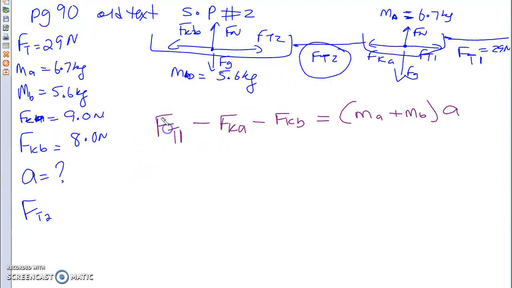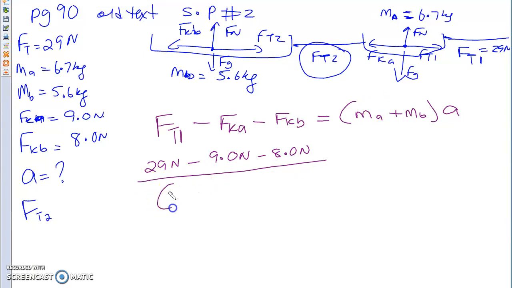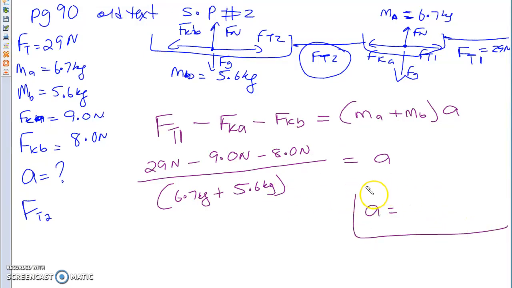Okay, so we have given this right here, so that's 29 newtons minus 9 newtons minus 8 newtons divided by this mass that's given to us already, which is 6.7 kg plus 5.6 kg, and this gives you an acceleration. What acceleration do you get? 0.97 meters per second squared forward. Okay, are we okay with that?